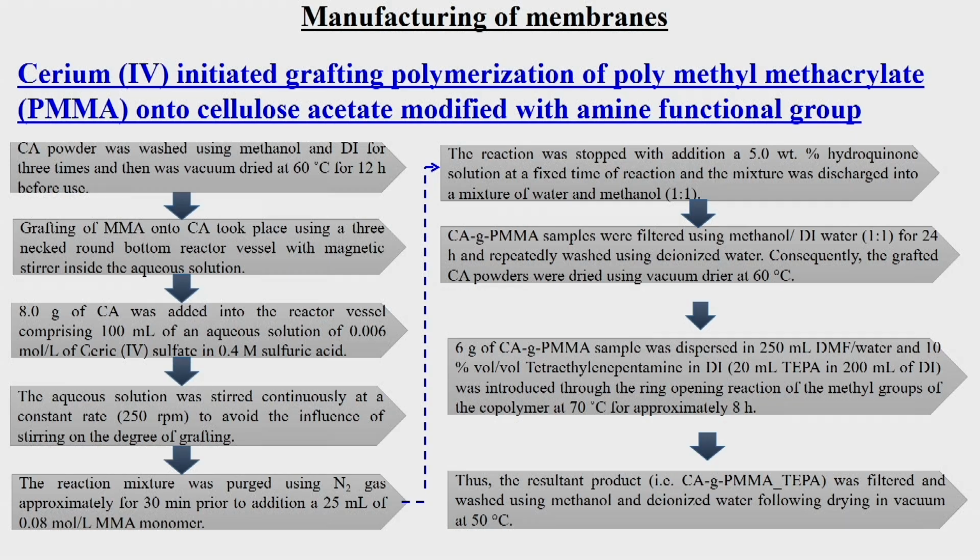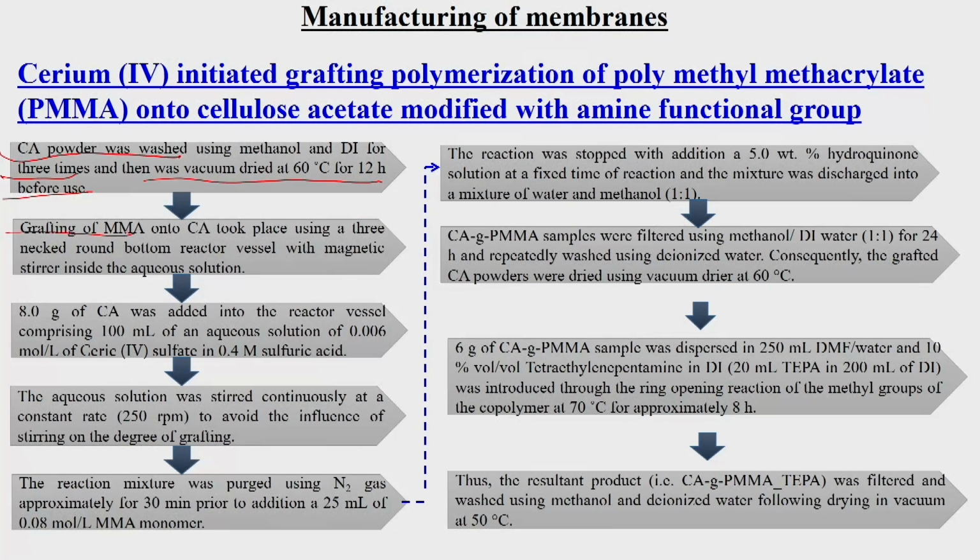And now we can get cerium-initiated grafted polymerization of polymethyl methacrylate, PMMA, onto cellulose acetate modified with amine functional groups also. In that case, we need to take the cellulose acetate powder, wash it using methanol and deionized water 3 times, and then vacuum dry it at 60 degrees Celsius for 12 hours before use.